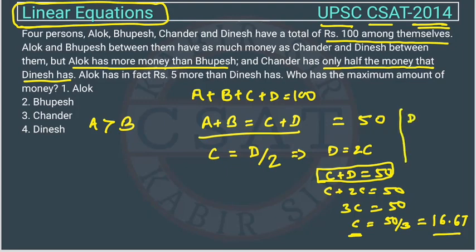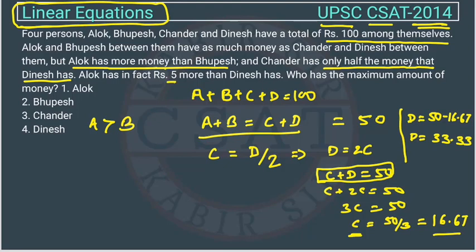So D will become 50 minus 16 by 67, right? So D will come out 33.33, right? So we got C and D, Chandar and Dinesh. Now we will calculate Alok and Bhupesh.